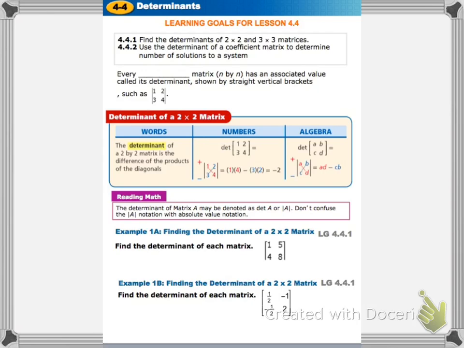So every square matrix, which remember we talked about what that meant, it meant that it has the same number of rows and columns, so a 2 by 2, a 3 by 3, and so on, has an associated value called its determinant, shown by straight vertical brackets.